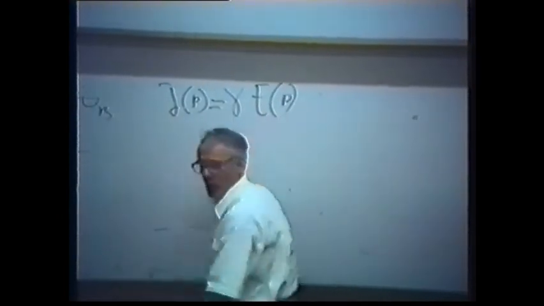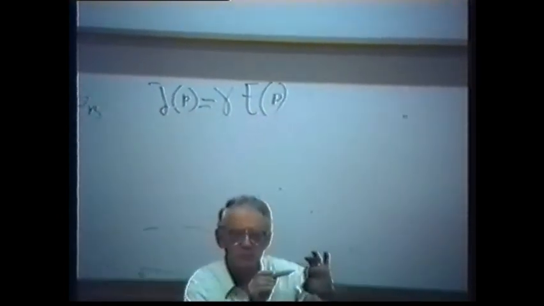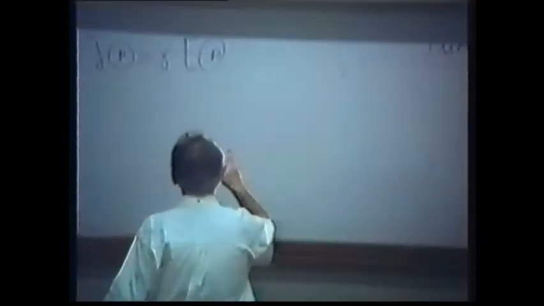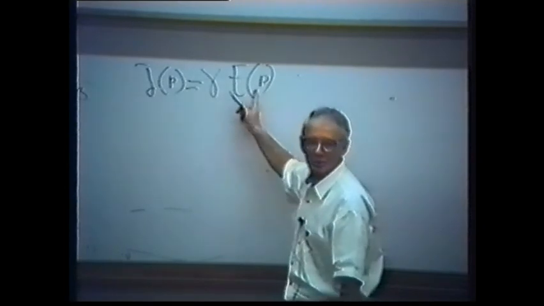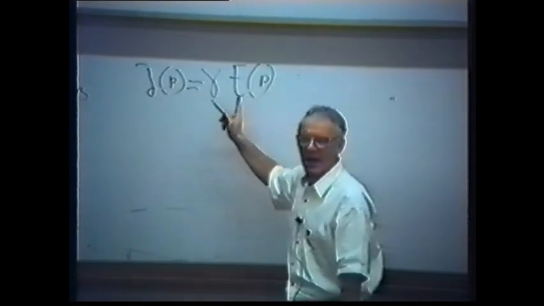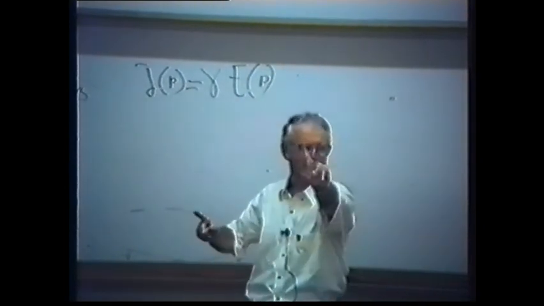So at each point, the amount of charges going per unit time is proportional to the electrical field. It's so natural. Because the stronger the electrical field, the more charges will go. The weaker the electrical field, the fewer charges. And this physical law is called Ohm's law. Now, that's the second physical law.